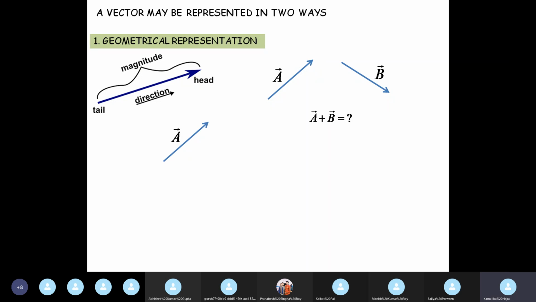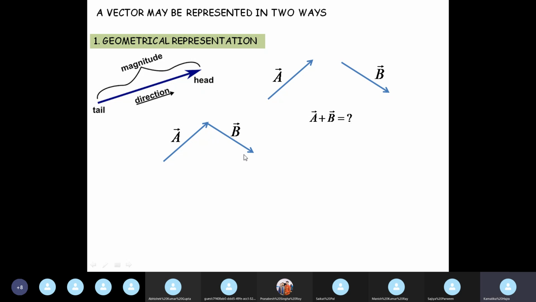Okay, so what we do is we draw the vector A as it is, and we bring the vector B. This is a sort of, what should I say, usefulness of vectors, that you can parallelly displace vectors. I bring the vector B from here to here.